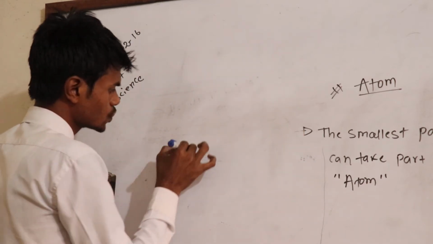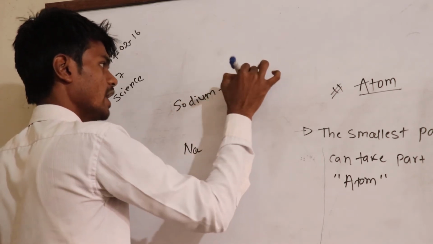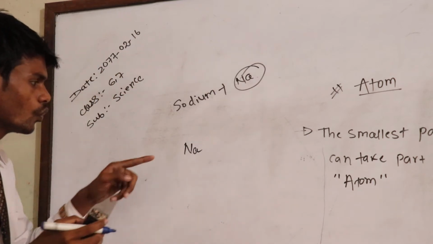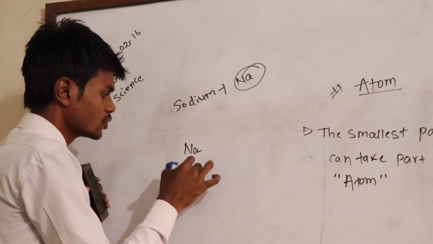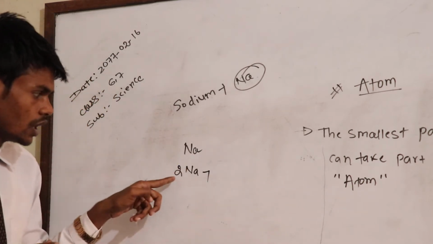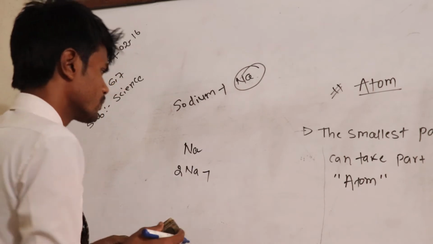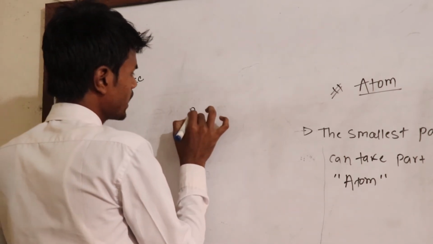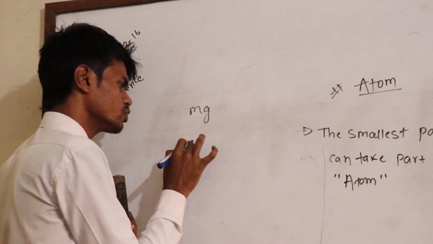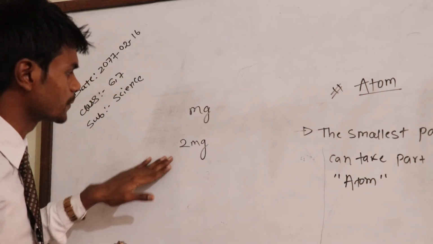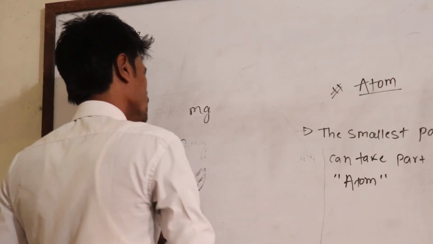Again, sodium, symbol Na. It means 1 atom of sodium. 2Na means 2 atoms of sodium. Magnesium, Mg, is 1 atom of magnesium. 2Mg means 2 atoms of magnesium, and 3Mg means 3 atoms of magnesium.